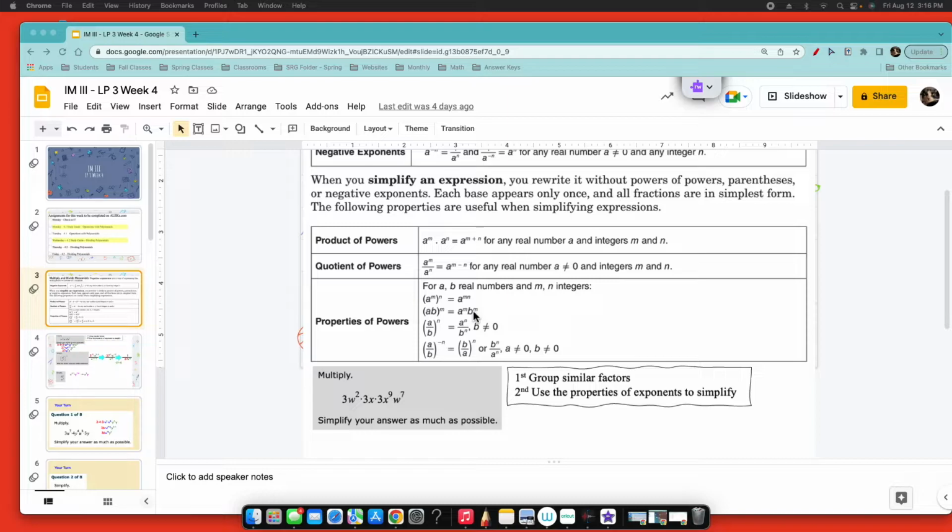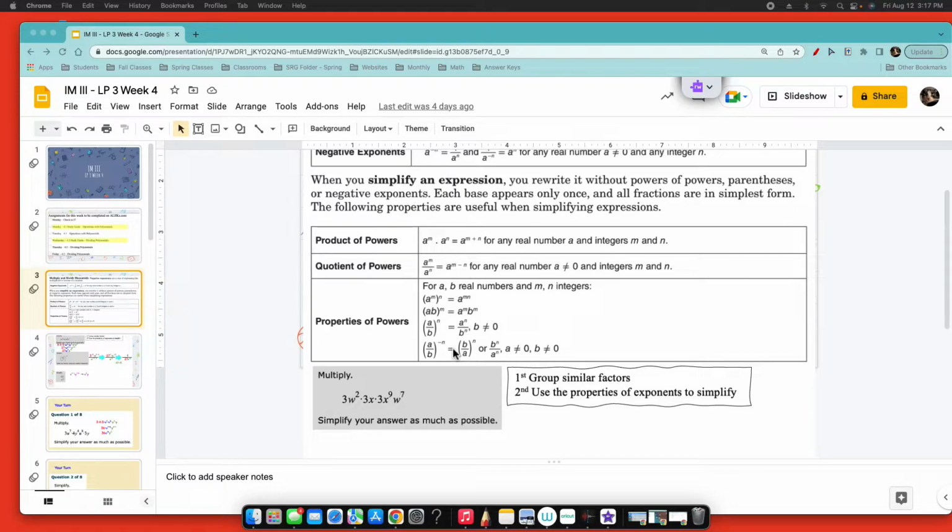Same thing with a fraction. If it's raised to a power, you have to distribute it to both the numerator and the denominator. And if it's a negative exponent on a fraction, you're going to flip that fraction over and then apply the exponent. Same idea as the negative exponents up here, this is just on a fraction base. Okay, so let's go ahead and practice that.